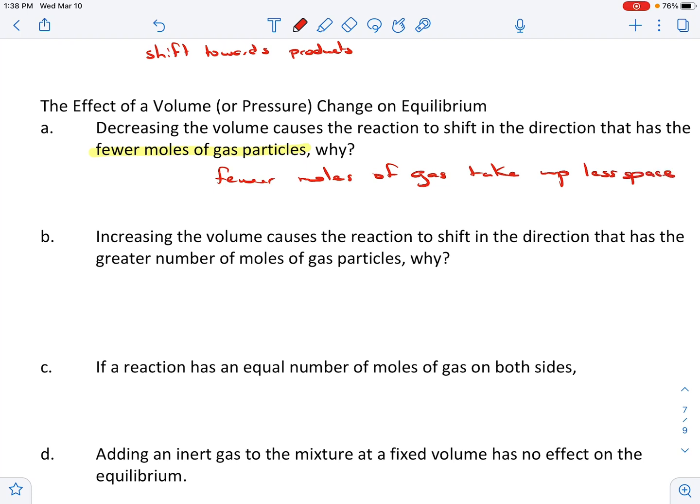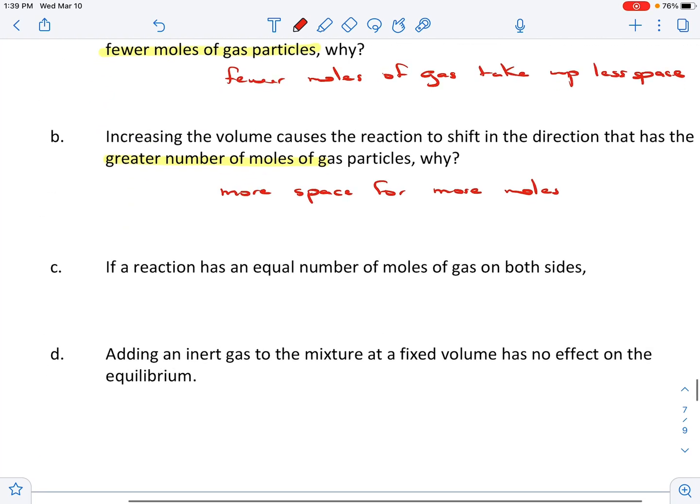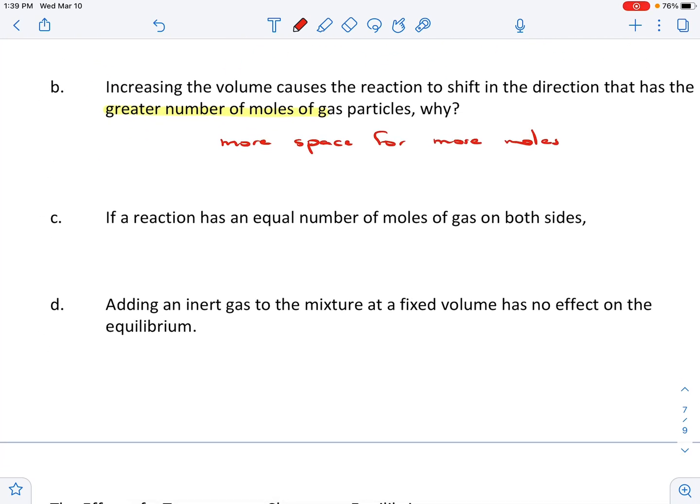So the opposite is true. If we increase the volume, it'll shift towards the greater number of moles, and that's because it has more space. More space for more moles. Now, if we have an equal number of moles of gas on both sides, there will be no shift, which makes sense, because there is no benefit for going for fewer moles or for more moles.